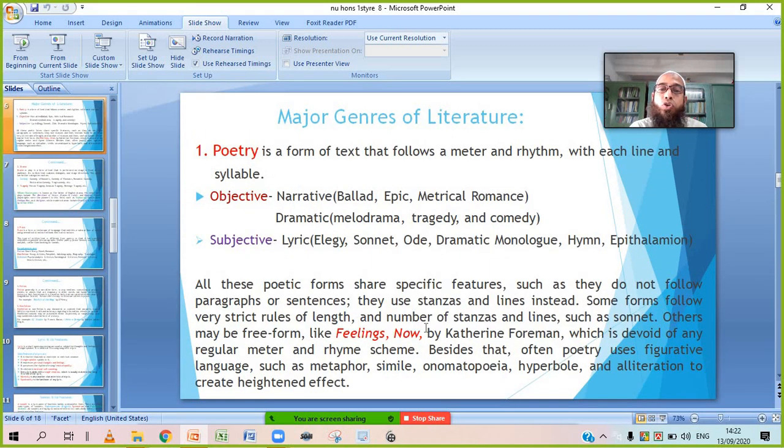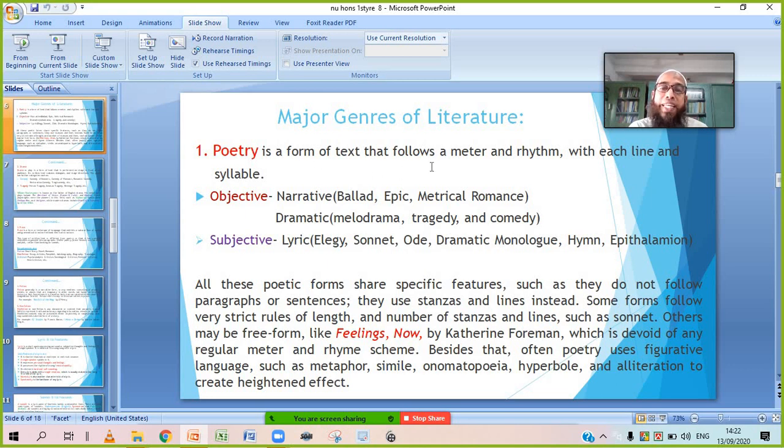Now, major genres of literature. Let us see. The very first and foremost genre of literature is poetry. And the earliest form, I told you, the earliest form of literature is poetry. In the very beginning of literature, there was no drama, no novel, no short story. Okay? There was only poetry and verse lines. Even it was oral, not written.